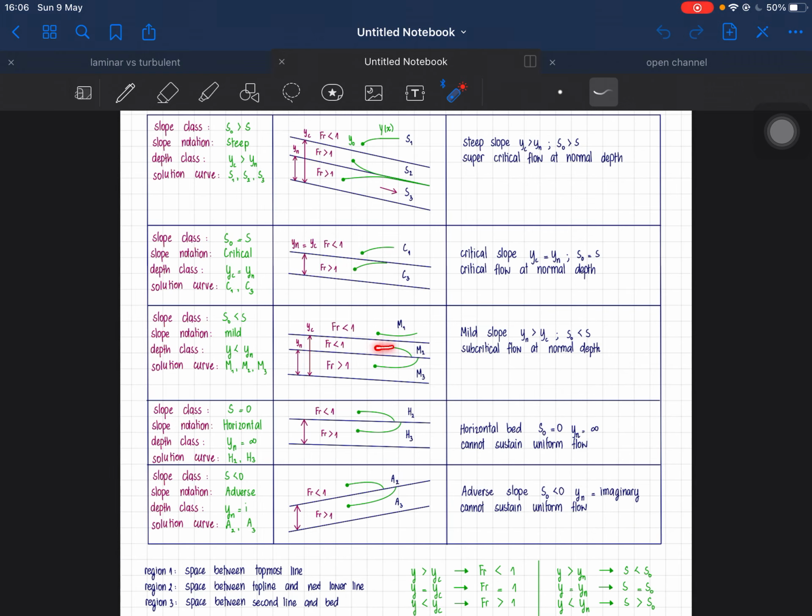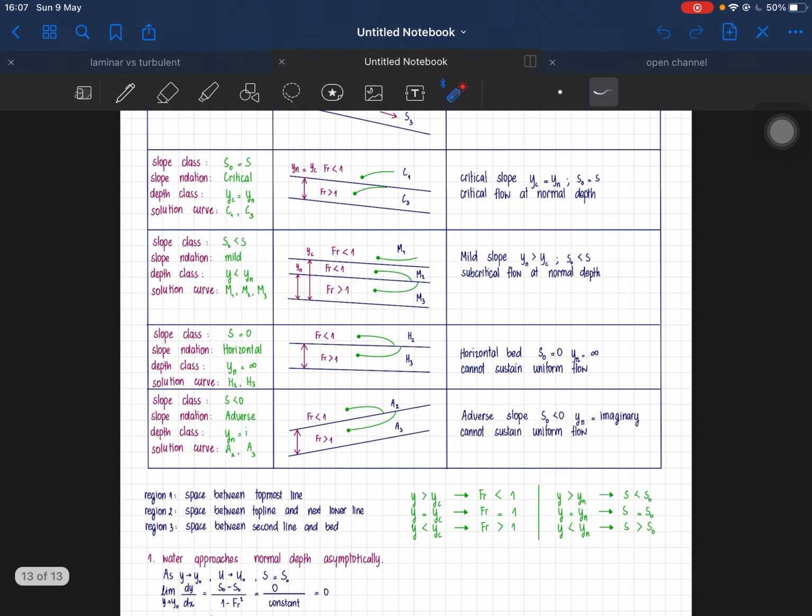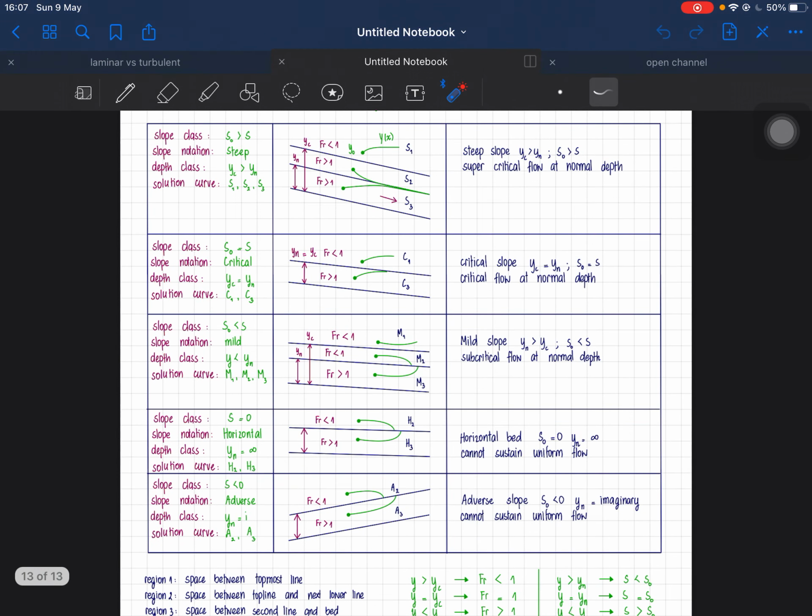Even if it's like this, it's going this way, but still it's coming down to the lower part here. And number 2 is coming to the lower part here. It's not trying to go up, but it's trying to go down here. And number 3 is the space between the second line and the bed. Why is it not A1? Because it's trying to link with the bed.